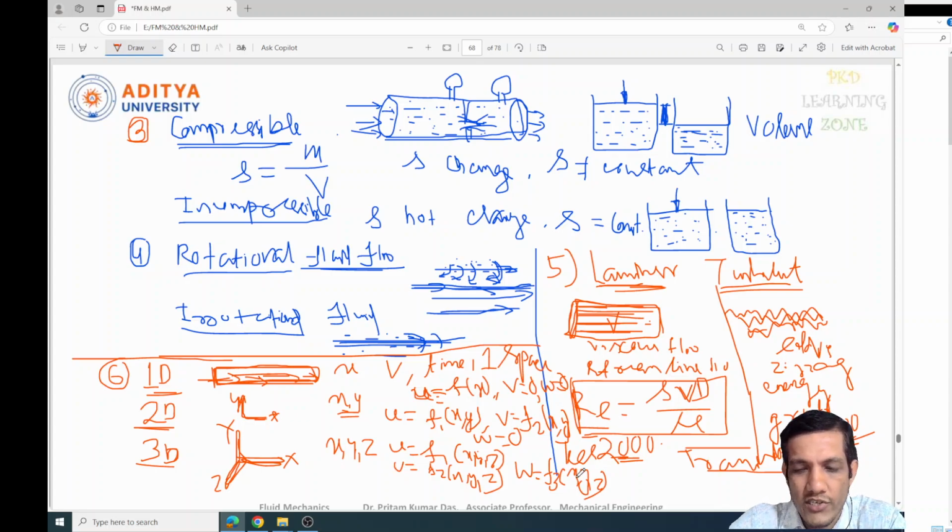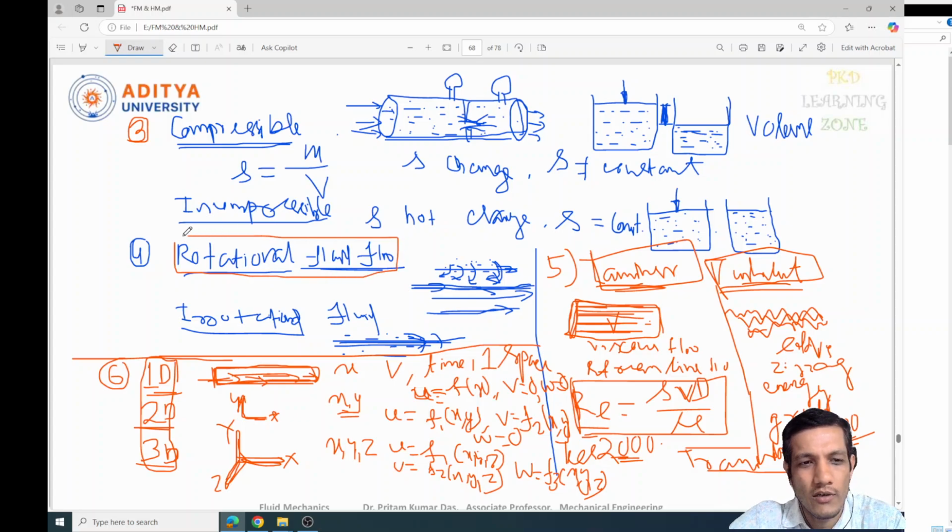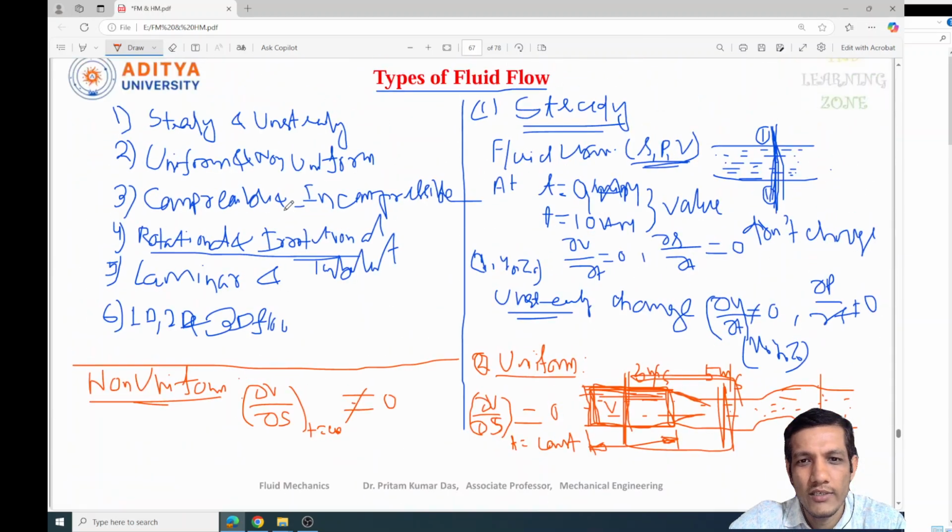So I hope you understand what the other flows are, 1D, 2D, 3D, and laminar and turbulent. It is very simple actually. You can remember this concept so that it will not be difficult for you when you are writing the exam. There is no need even to memorize it. Once you get the concept of how to define it, you can easily write the definition, and you can draw some diagrams for that. Okay, so what we discussed here: different types of fluid flow like steady and unsteady.